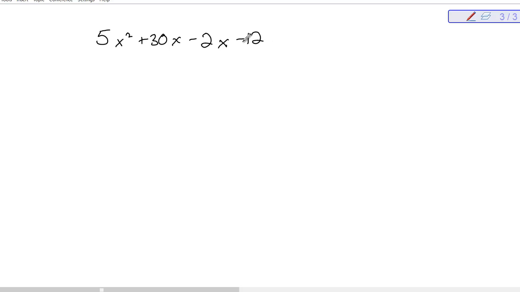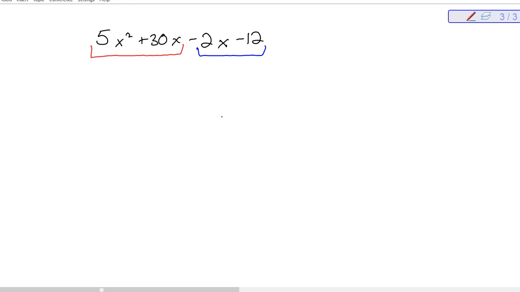Unfortunately, no. Is there an x in all of them? Unfortunately, no. So that means that I don't have a greatest common factor to pull out, and I'm just going to start with my factor by grouping. So I'm going to group the first 2 terms and I'm going to group the second two terms.